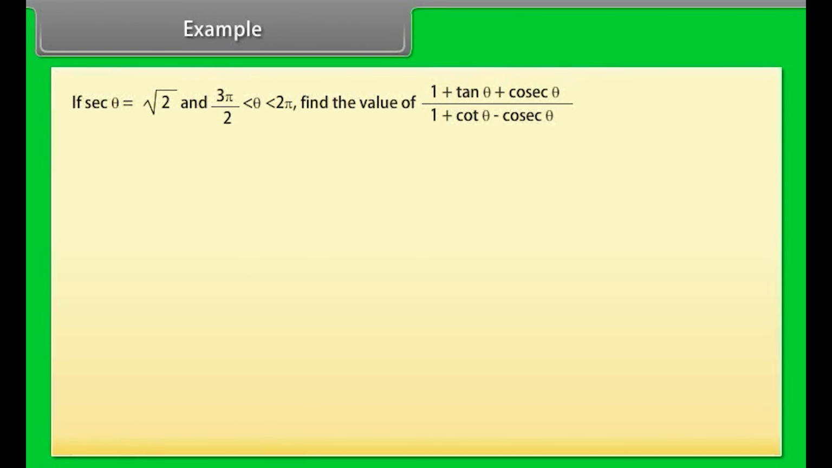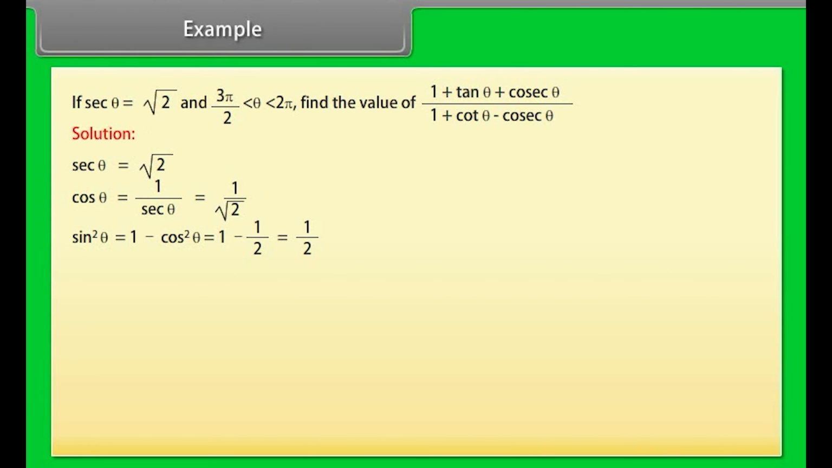Example. If sec of theta is equal to root 2 and 3 pi by 2 is less than theta, which is less than 2 pi, find the value of (1 plus tan of theta plus cosec of theta) by (1 plus cot of theta minus cosec of theta). Solution. Sec of theta is equal to root 2. Cos of theta is equal to 1 by sec of theta, which is 1 by root 2. Sin square of theta is equal to 1 minus cos square of theta, which is 1 minus half, equal to half. Thus, sin of theta is equal to plus or minus 1 by root 2.